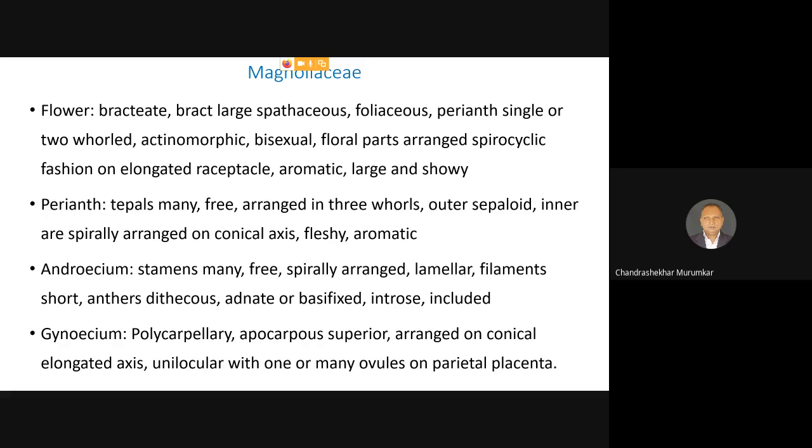As far as the carpel is concerned, it is polycarpellary, that is, carpels are many. Apocarpous, the carpels are always free, not united. The ovary is superior because the carpels are arranged on a conical elongated axis. They are always unilocular with many to one ovule. Sometimes it may contain one, but generally many ovules, and the ovules are borne on parietal placenta. It may look like a marginal placenta, but it is not so. It is a parietal placentation.